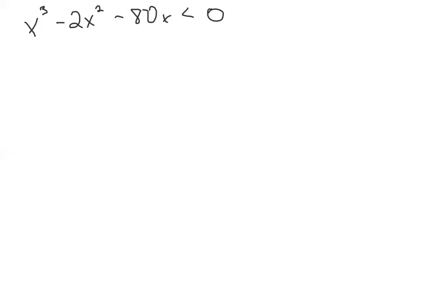All right, your next question is question 6 on section 5.5. This one is asking about where the graph falls below the x-axis, because it's a less than. This is a polynomial, so the first thing we need to do is factor it. Well, I can take out an x.